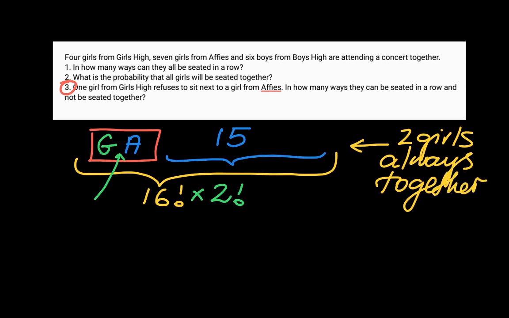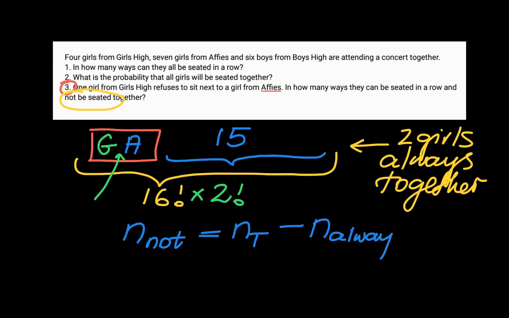So if I want to look at not together, what must I do? Okay, if I want to look at the number of ways that they're not seated together, then it will be the total number of ways minus the number of ways that they are always together. Now, what was my total number of ways? Total number of ways was 17 factorial. So I have to subtract the number of ways that they are always together. Calculate this out and you find your answer.